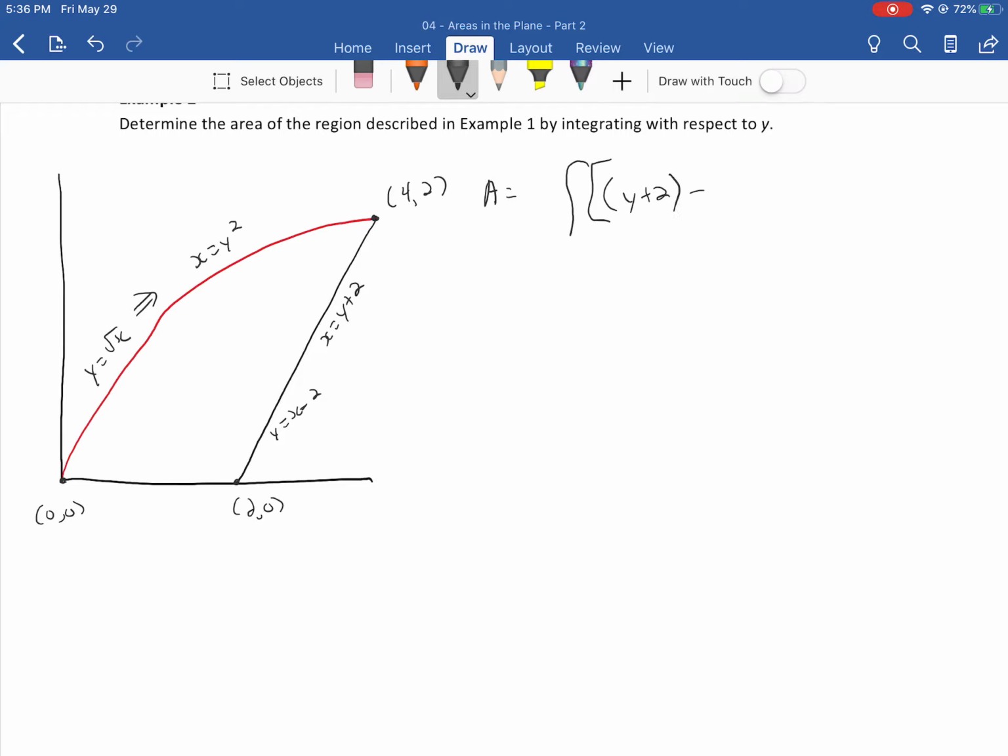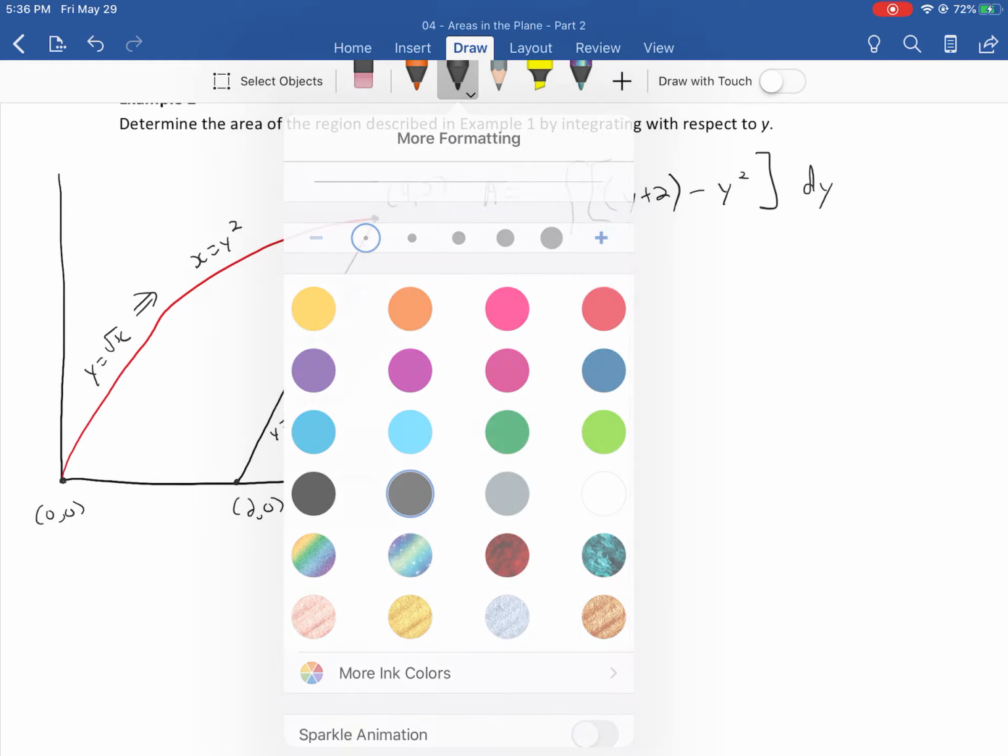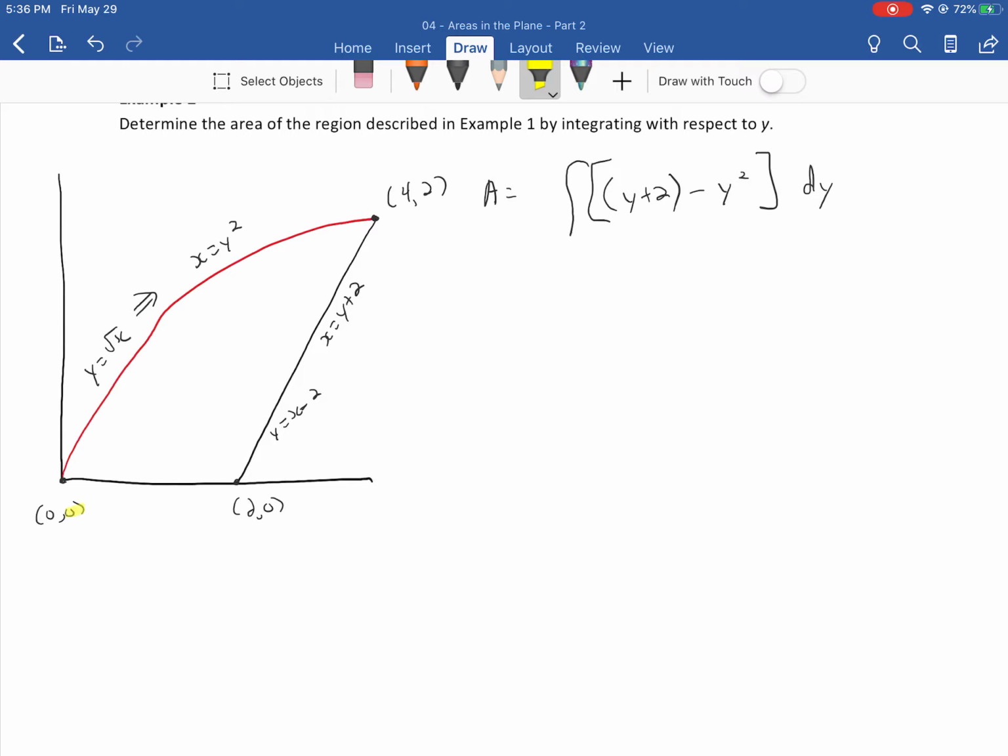And I'm going to subtract the bottom function, which in this case is the left function. So it's right minus left, and that's y squared. See, all in terms of x. So now I'm going to do my integral with respect to y. So I need my two y values that I want to integrate from. And the two y values I'm going to integrate between are 0 all the way up to y value 2.